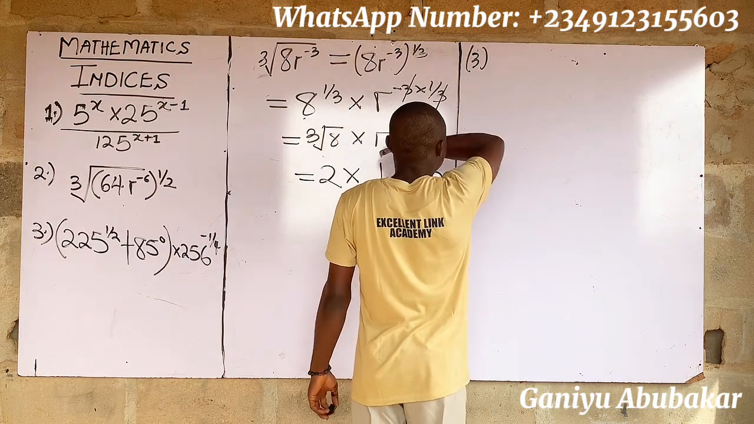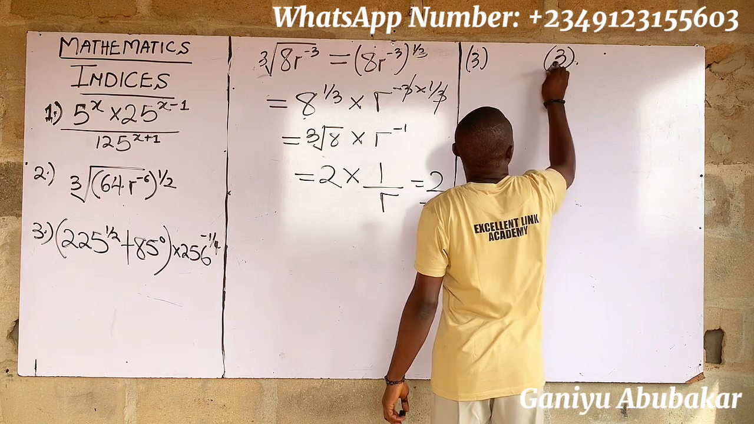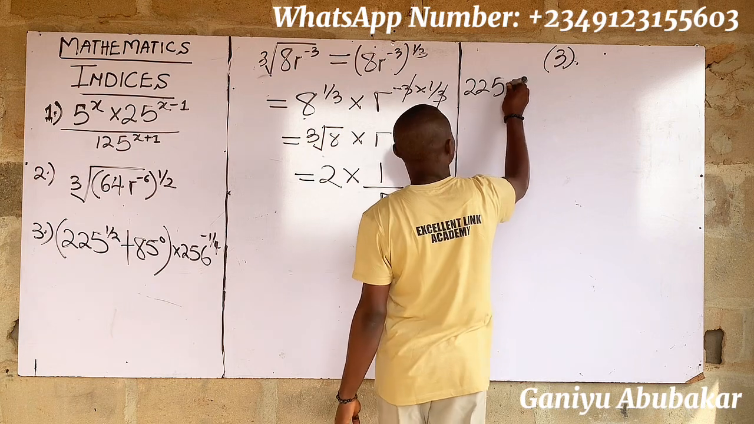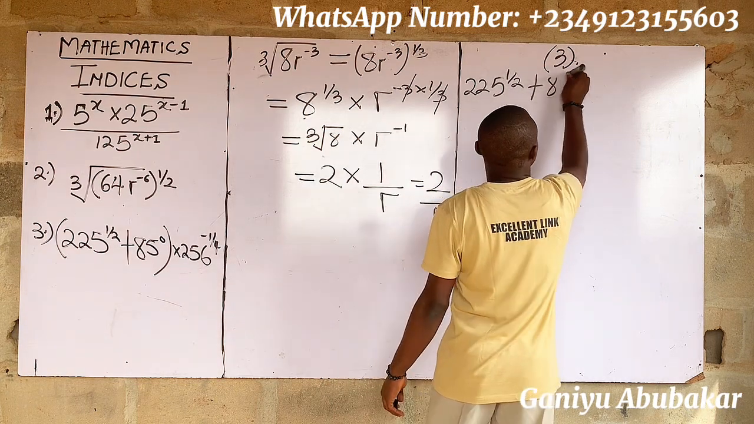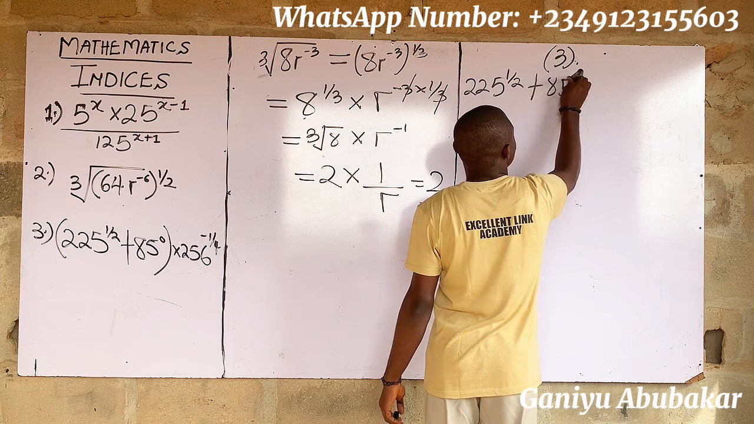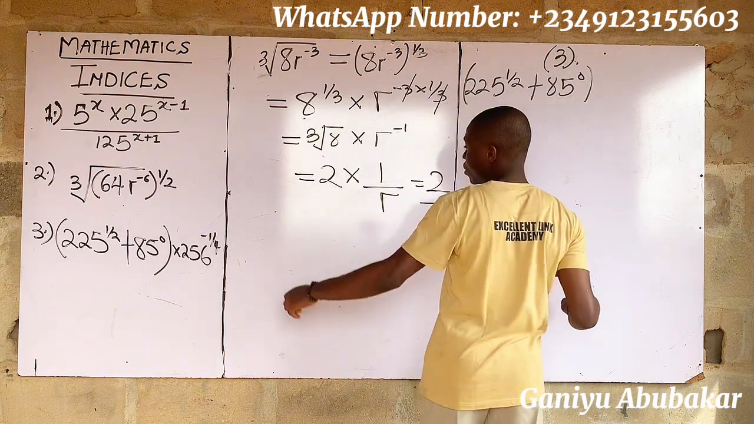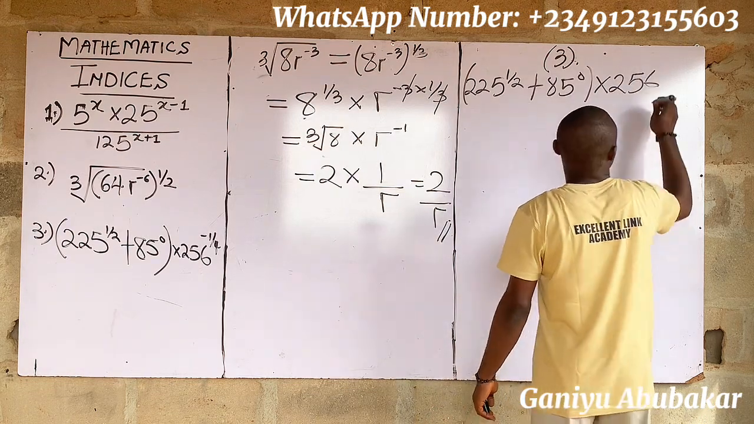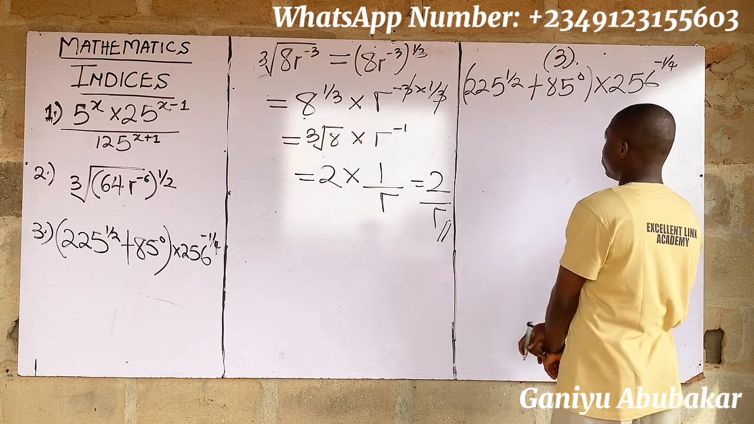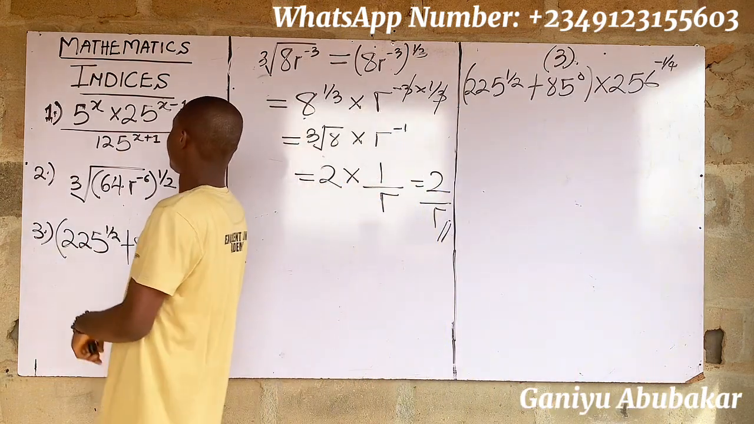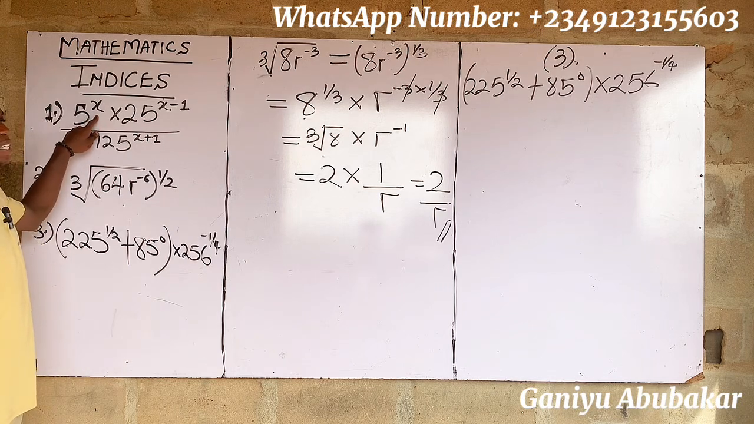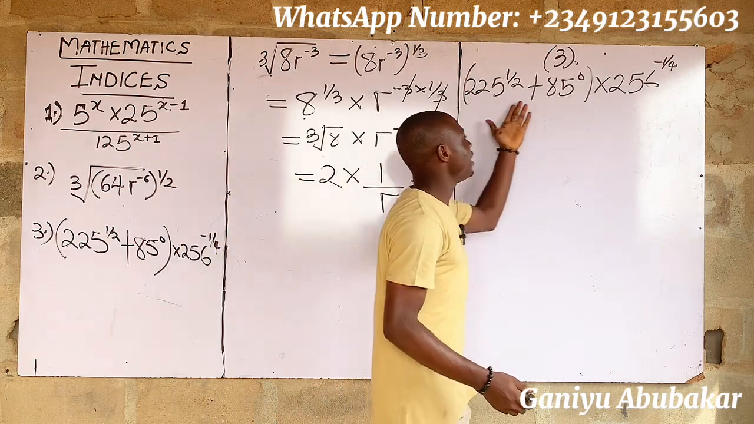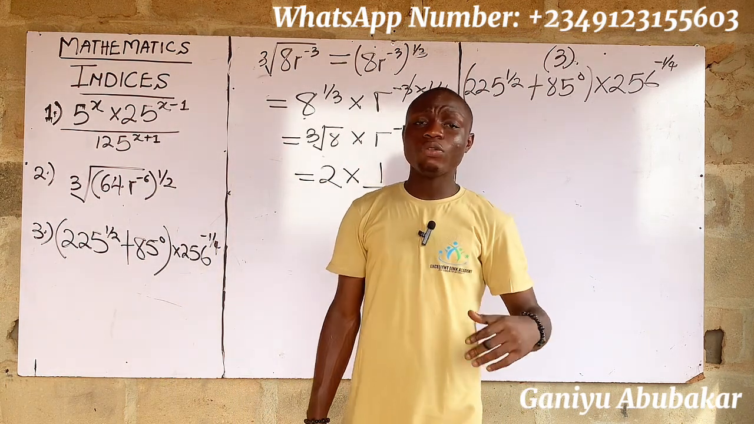Let's look at the final example and we're off. So I have 225 to power half plus 85 to power 0, multiply 256 to power minus 1 over 4. So what do I get with this? When we solved the previous problem, we tried to express everything in terms of the same base. But in this case, it's not easy to express them in the same base. So what do I do in this case?